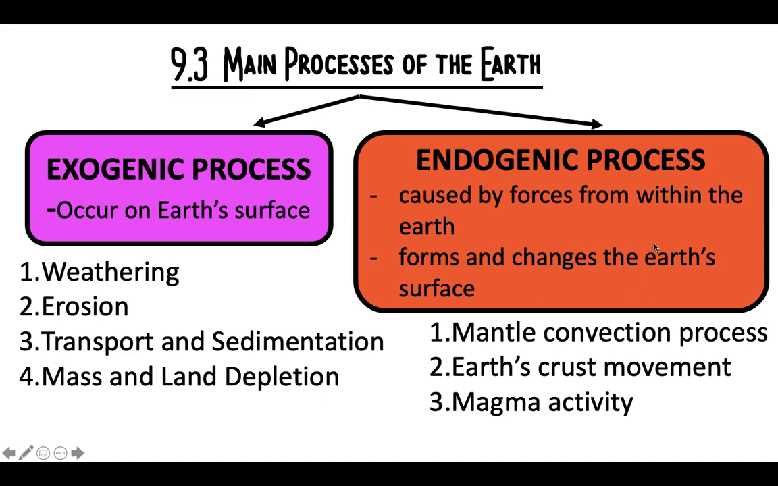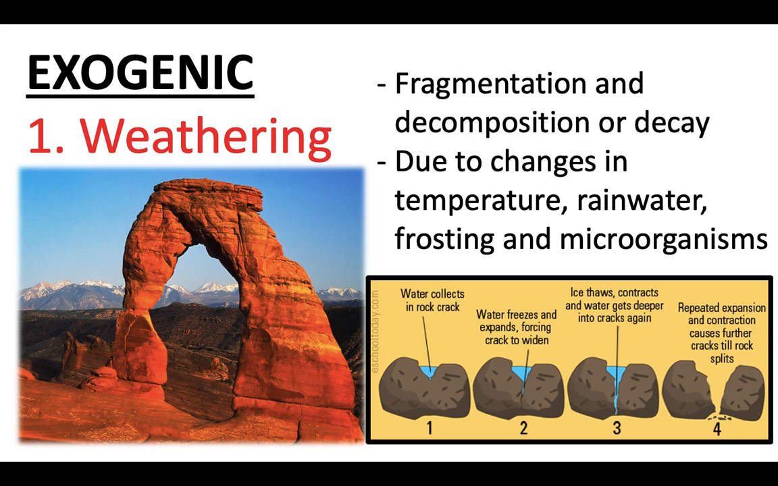Okay, while for the endogenic process there are 3 examples: mantle convection process, earth crust movement, and also magma activity. Okay, we will look at them one by one. For the first process of exogenic, it is weathering. Weathering is a process of rock fragmentation, where the rock breaks apart, and also the decomposition or decay due to changes in temperature, rainwater, frosting, and also because of microorganisms.